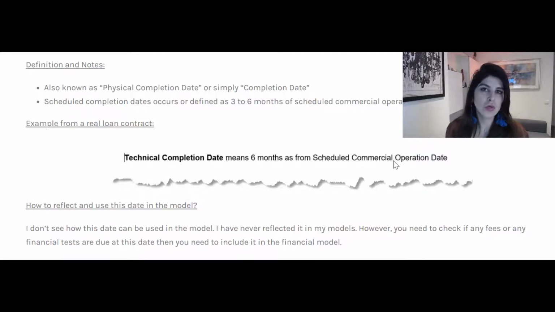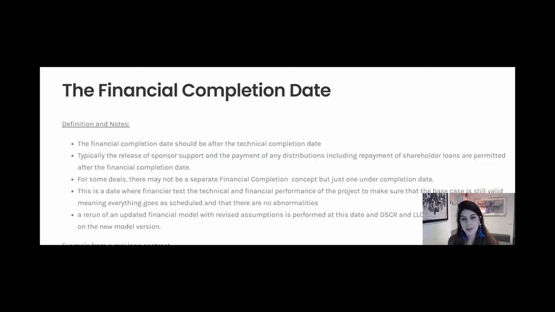Okay, so how do we reflect this in a financial model? To be honest with you, I never reflected this date in any of my financial models because, as I said, it's a technical detail. It's just to know that everything is going as scheduled. So I personally don't reflect it, and I don't see any reason for having it. Of course, if you want, you can put it in as part of the timing assumptions in your model. However, you need to put a note next to it that this is for information only.